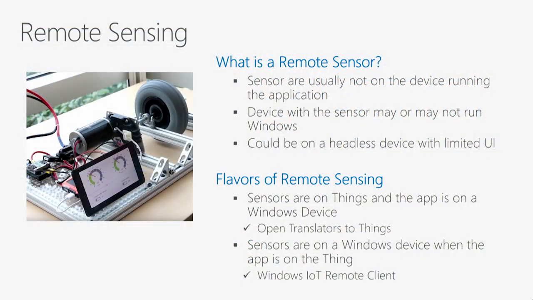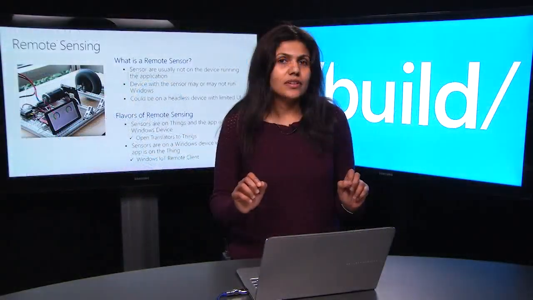So there are different ways of remotely sensing. I'm going to talk about two primary scenarios, or let's just call it flavors, for remote sensing. One is these sensors could be on these things. There could be different types of sensors. For example, carbon monoxide sensor, a temperature sensor, a humidity sensor, or any of those sensors that you may find in a smart home.